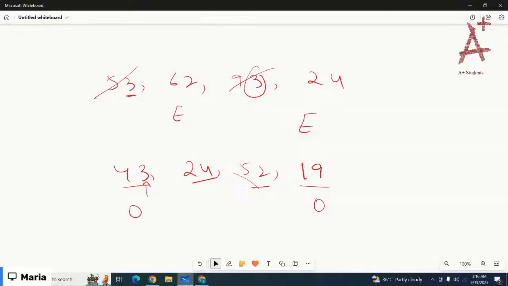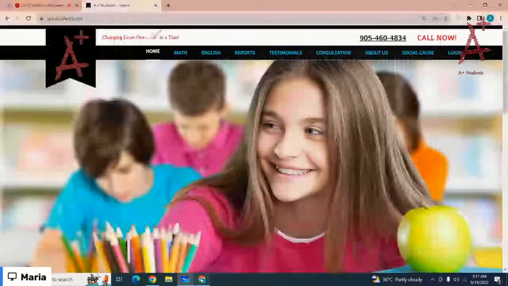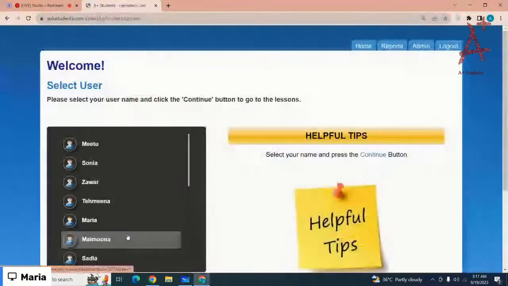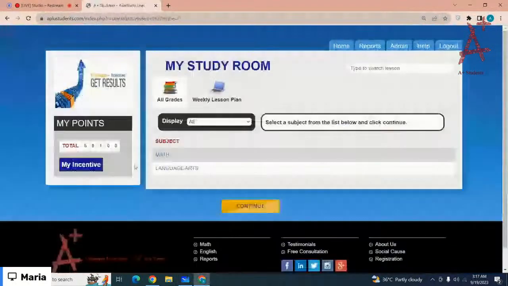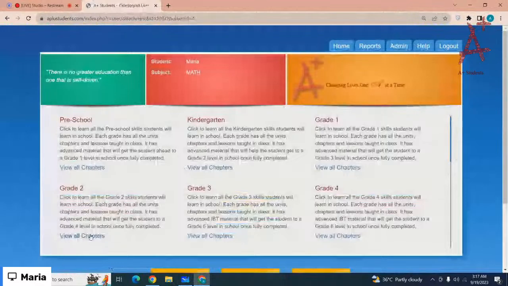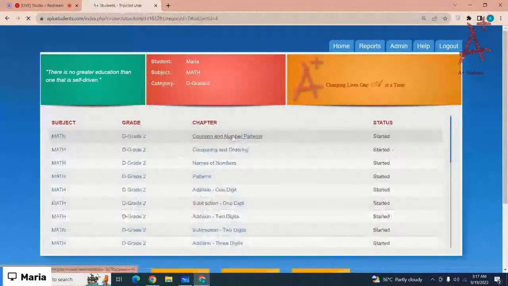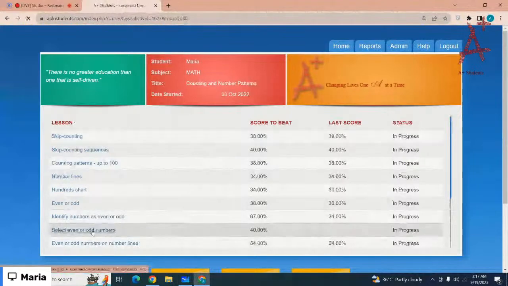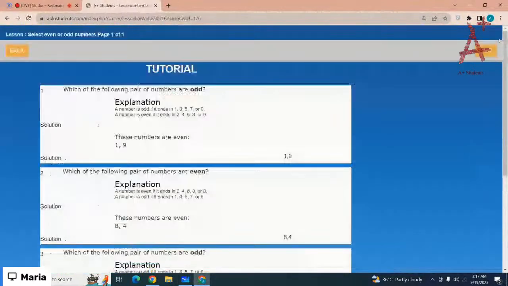Let's start with the practice questions. So here I'm on A plus. Let's go to the grade 2 math and do practice questions from here. Here is grade 2. We're working on chapter 1, counting and number patterns. The lesson is select the even and odd numbers. Okay, here it is. Let's start with the test questions.